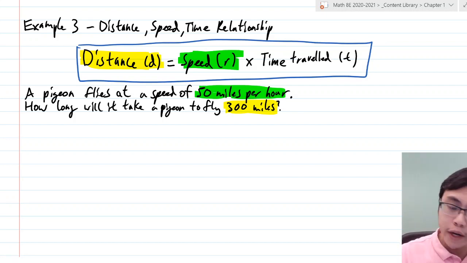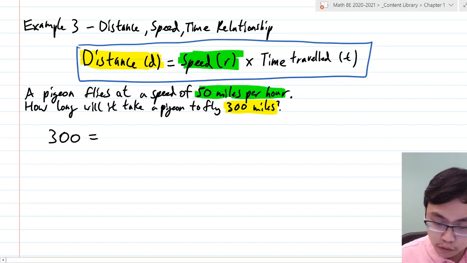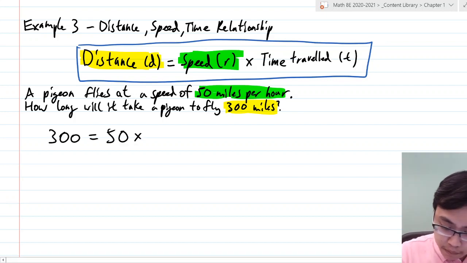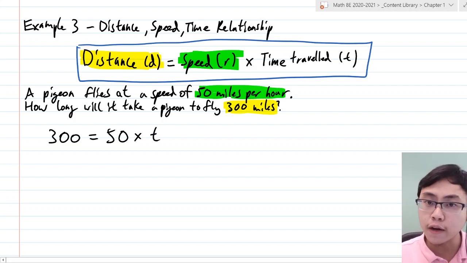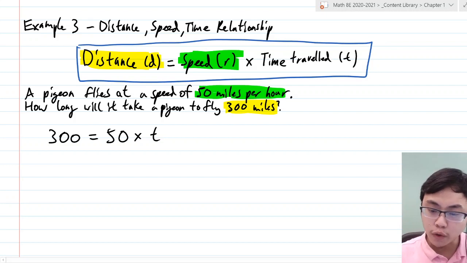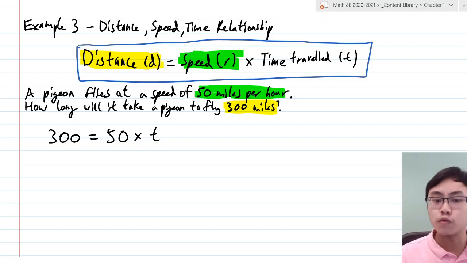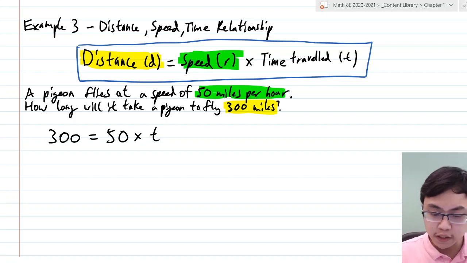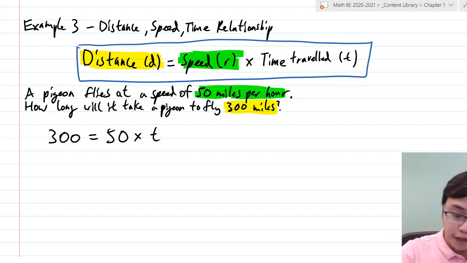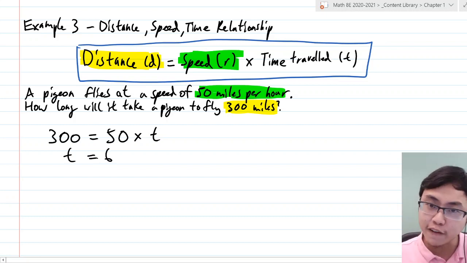So we need to write down the equation. We just substitute in these numbers. 300 is equal to 50 times T, for the time traveled. And so we need to find it. We can use our mental math to solve this, but don't just write down the answer 6. That's not what I want. I want you to write it down correctly. So 300 is equal to 50 times 6. I know that. So I need to write down T is equal to 6. I've solved it. I found a solution.